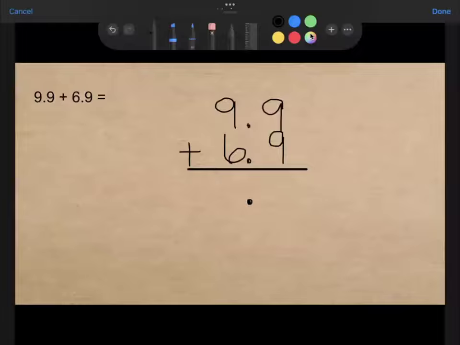9 plus 9 is 18, so I'm going to put an 8 here and regroup the 1. 1 plus 9 is 10, and 10 plus 6 is 16, so there's going to be 16 over here. So now my final answer is going to be 16.8.